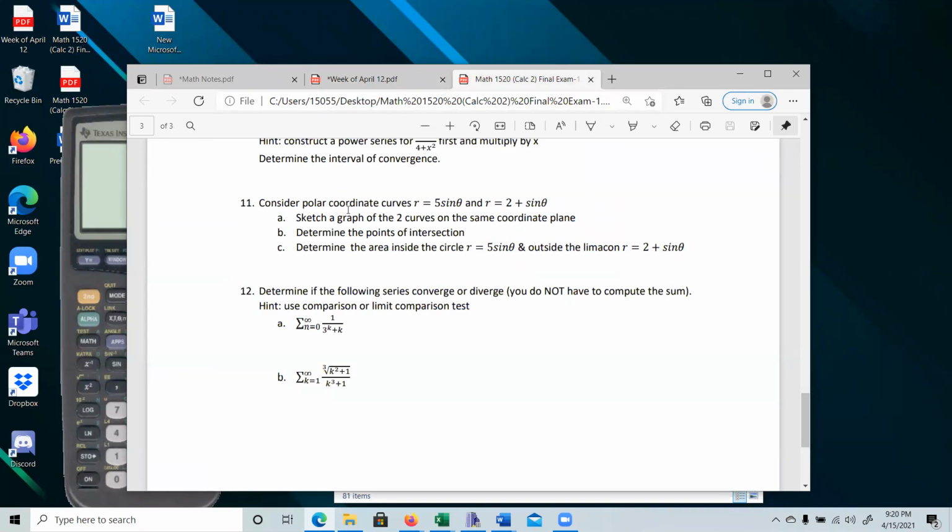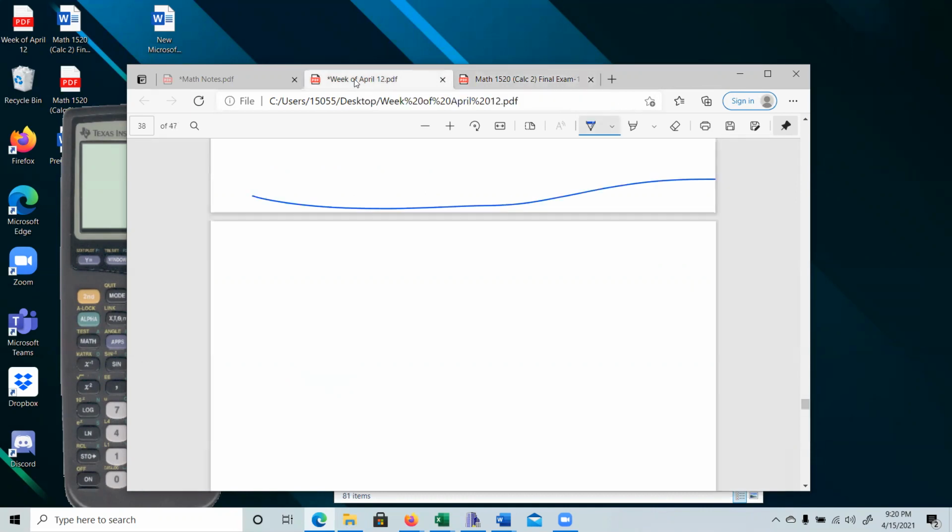Okay, consider the polar coordinate curves. Sketch the graph of the two curves on the same coordinate plane. I mean the polar coordinate plane. Determine your points of intersection and figure out the area inside the circle but outside the limacon. Okay, so let's have a look at what's going on here.